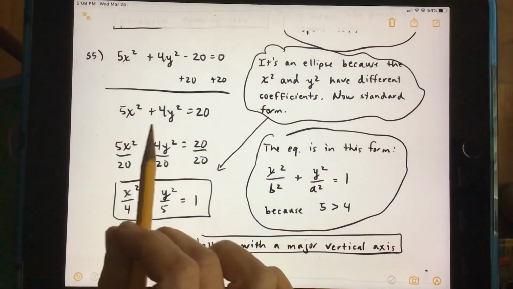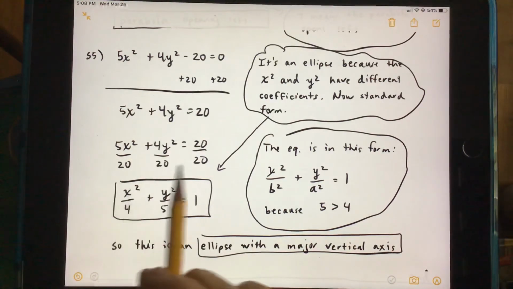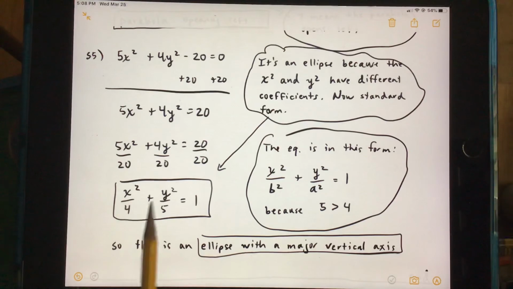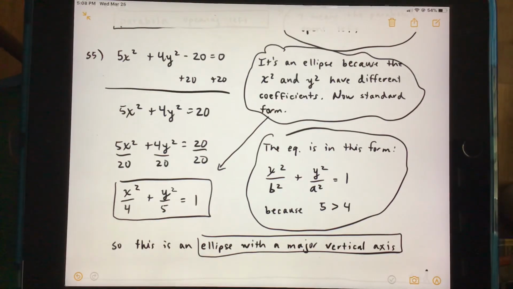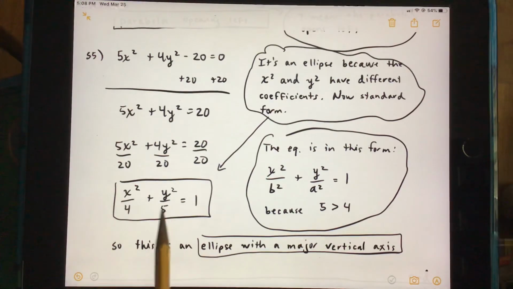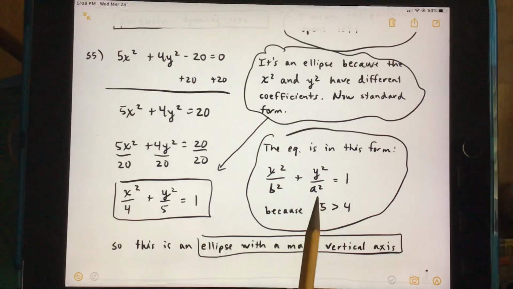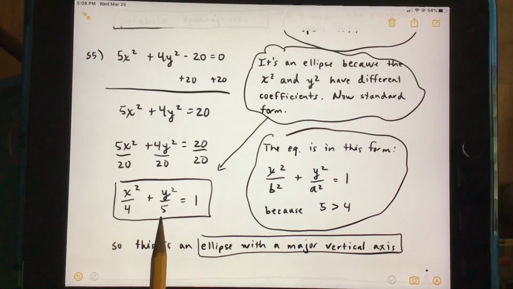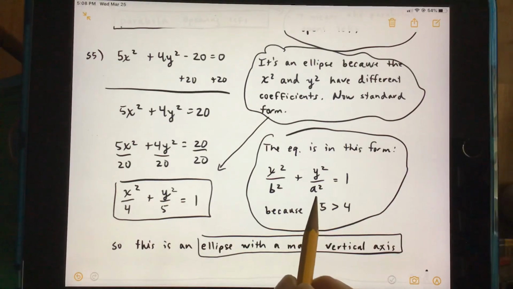So let's go ahead and divide the entire equation by 20 to see where our a squared is. So this time when we divide the entire equation by 20, we arrive at x squared over 4 plus y squared over 5 equals 1. We're noticing our bigger number is underneath the y squared. So that means our a squared this time is underneath our y squared. Underneath the x squared is the b squared. The bigger number is always going to be that a squared number.